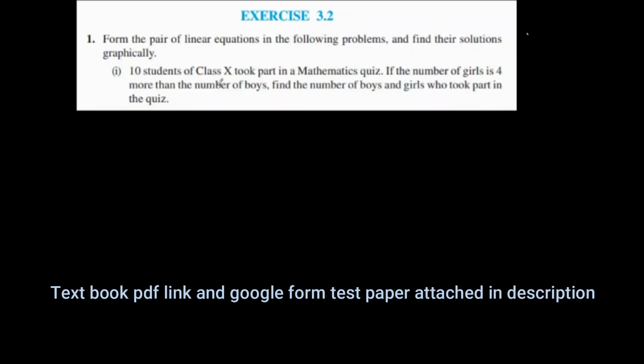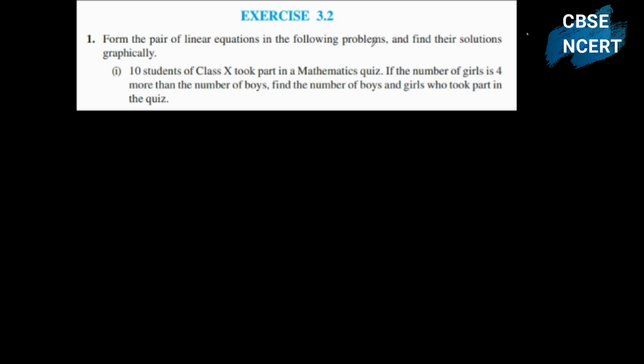Exercise 3.2. 10 students of class 10 took part in a mathematics quiz. If the number of girls is 4 more than the number of boys, find the number of girls and boys who took part in the quiz. The difference between exercises 3.1 and 3.2: in 3.1 we represented the situation algebraically and graphically, but here we are going to find the solution. I mean, we have to find the answer for the question.